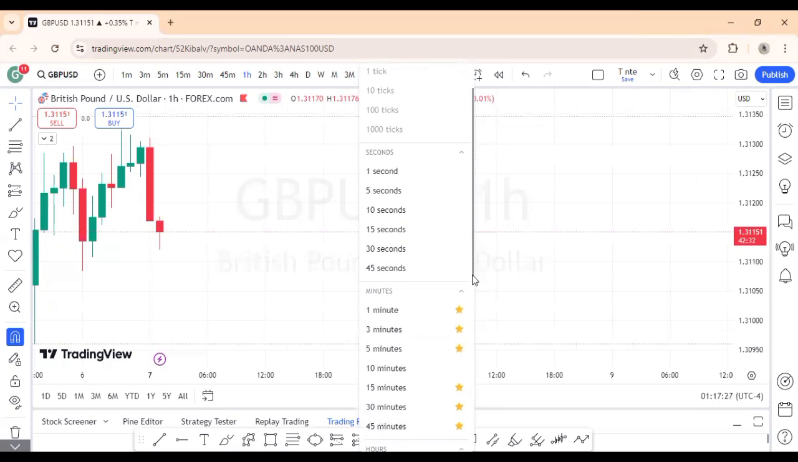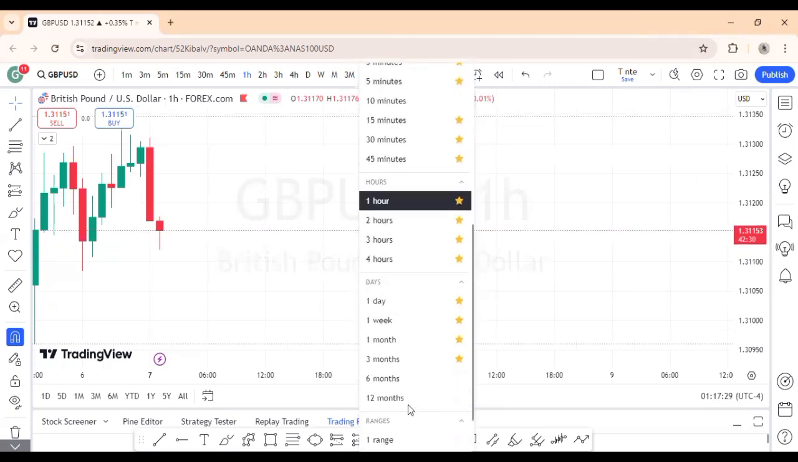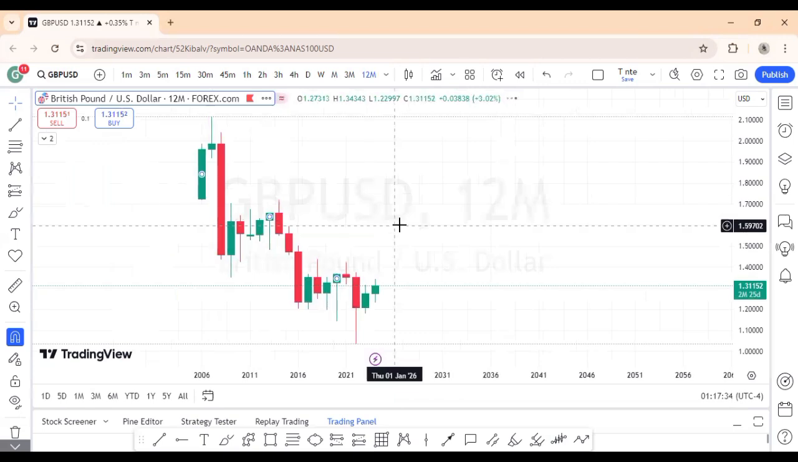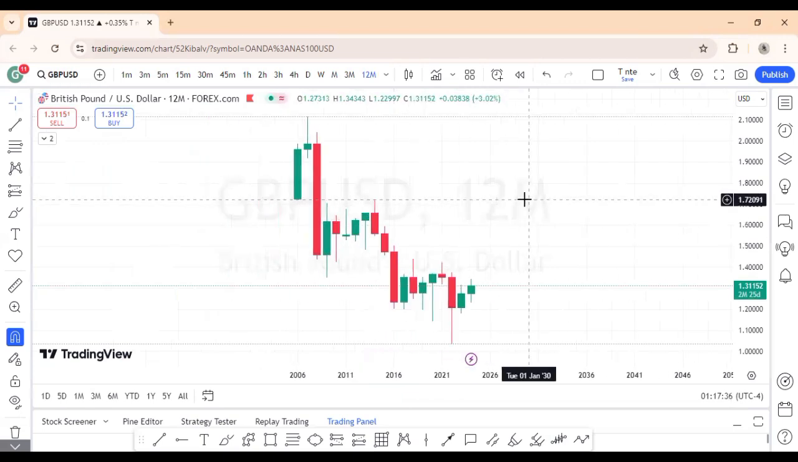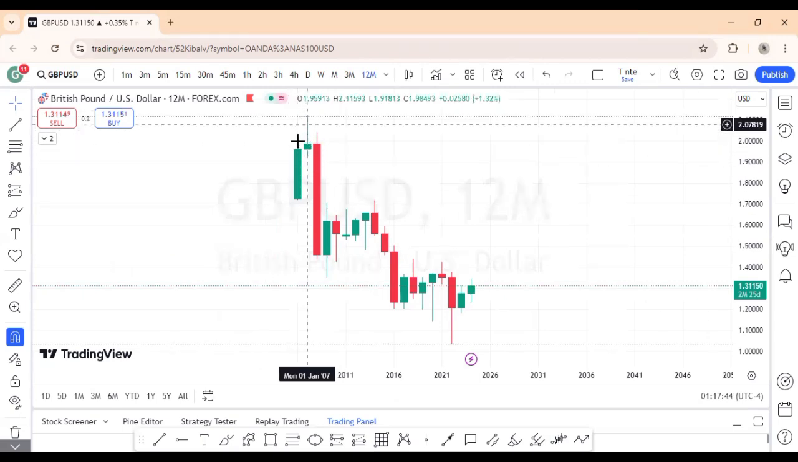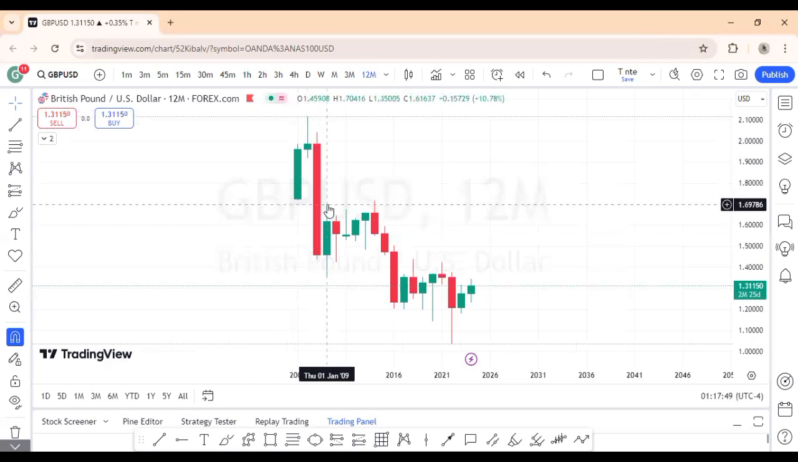Let me check if I can see the yearly time frame here. Let me check the 12 months. You can see how even the 1 year time frame occurs. When price was about to dump from January 2006, you can see how price pushed above this and then dropped. You can see this heavy drop. As price was about to continue its sell, look at what happened there.